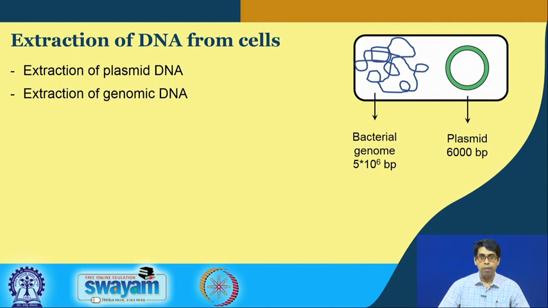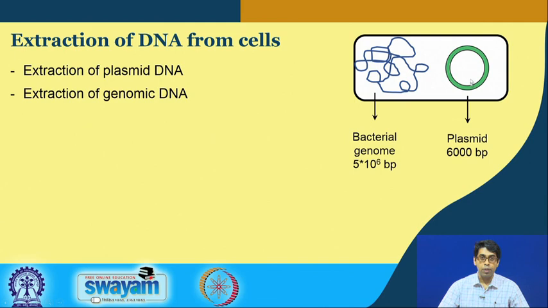So, it is its own DNA, and typically this DNA, if we talk about E. coli, will be in the order of 5 times 10 to the power 6 base pair long. So, that is 5 million base pair long. Plasmid DNA are small circular DNA and they are much smaller. The typical size of a plasmid DNA will be in the range of 6000 base pair long.